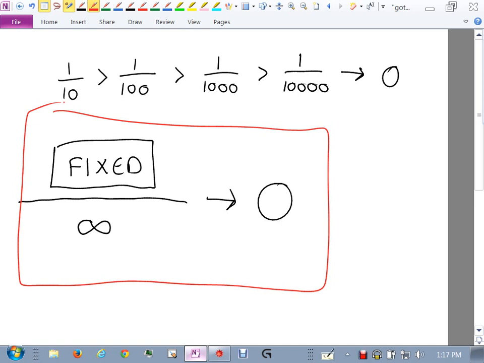The numerator is not changing. It's 1, 1, 1, 1. But the bottom got bigger and bigger and bigger. The fractions get smaller and smaller and smaller that way, and they approach 0. Does not have to be positive. All right? Are we okay with that? I'm going to summarize all this later.